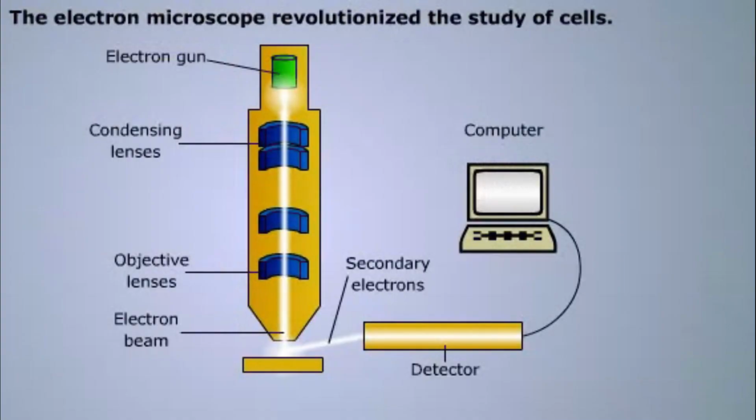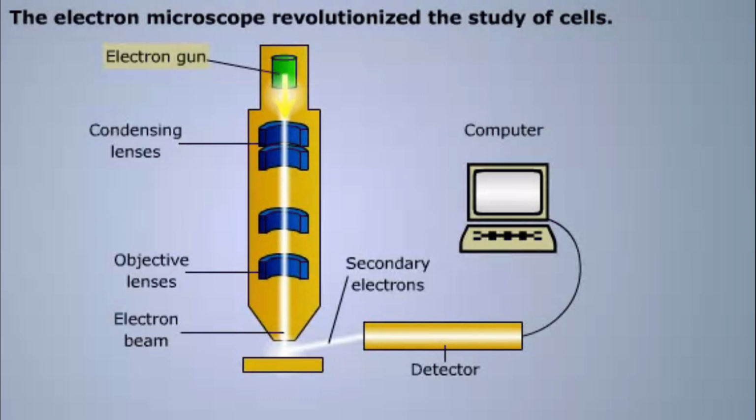Although light microscopes were invaluable at advancing our understanding of cells, they can't show objects smaller than about 0.2 micrometer. To distinguish objects smaller than this, biologists use an electron microscope, which creates the magnified images by using electrons instead of light waves.